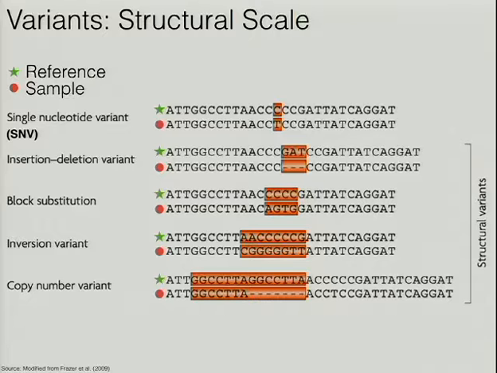And while not illustrated here, we also see variants on the chromosomal level. These are inversions, translocations, deletions, etc. And these can occur on the chromosome arm or the entire chromosome. And for the purpose of this research, I'm really going to be honing in on the single nucleotide variants.